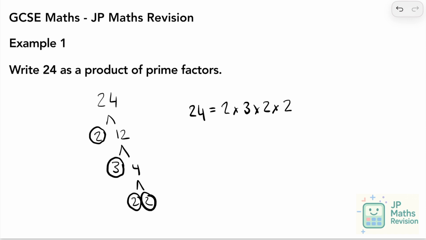However, what we can also do is use index notation. And what that basically means is because we have three 2s, we're doing 2 times 2 times 2, so we're timesing 2 by itself 3 times. So in other words, we're doing 2 to the power of 3 and we're timesing it by 3. So this is the product of primes represented in index notation.